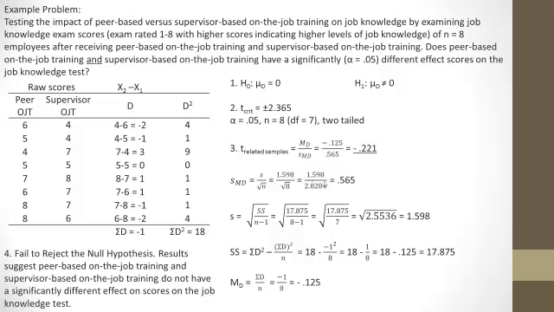Then plug your mean difference in the numerator, your standard error of the mean difference in your denominator, solve for t, and you end up with -0.221. That does not fall in either one of these tails, judging by your critical value. It's very small. So we would say we fail to reject the null hypothesis, and results suggest that peer based on the job training and supervisor based on the job training do not have a significantly different effect on scores on the job knowledge test.